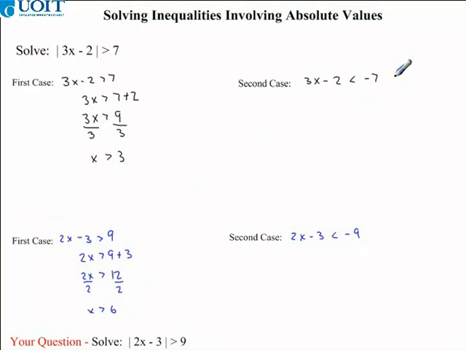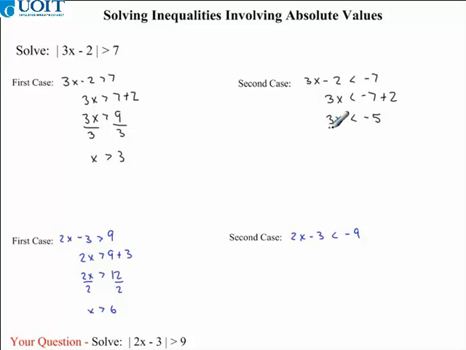So now we're going to look at our second case. We're going to do the exact same thing as we did in our first case. We're going to isolate for x. So we're going to bring this minus 2 to the other side of the inequality, which will make it positive. 3x less than negative 7 plus 2. Simplifying this, we will have 3x is less than negative 7 plus 2 is negative 5.